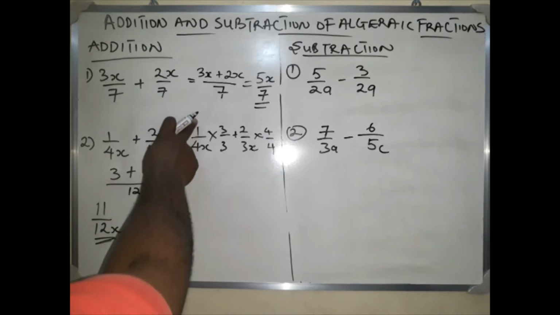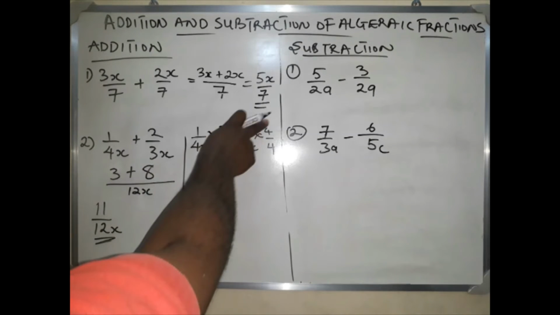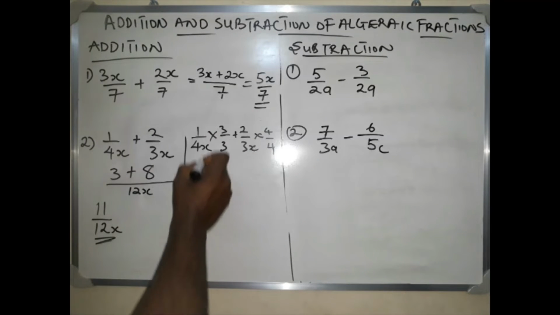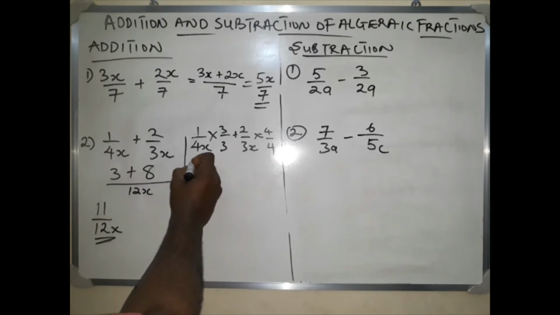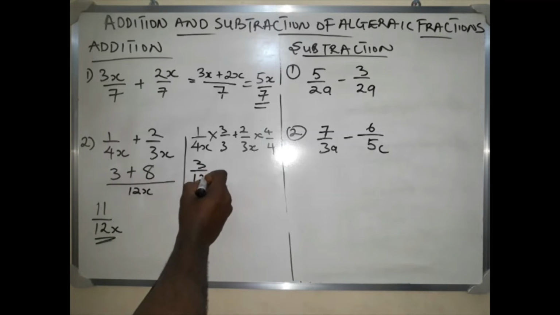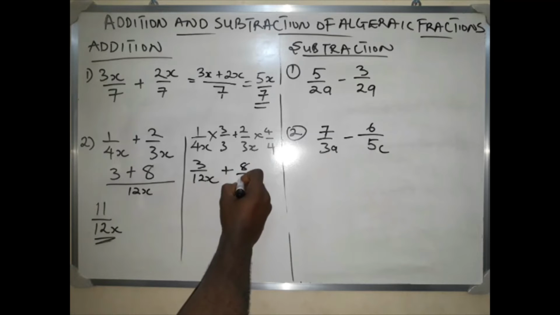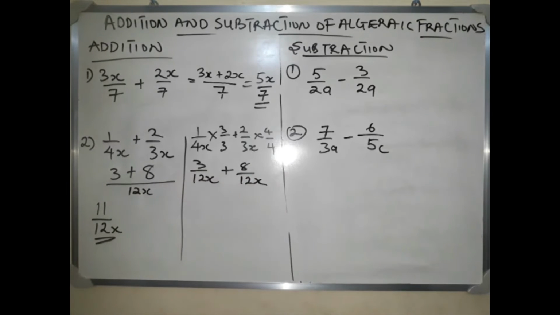You see, I'm multiplying both the numerator and the denominator by the same number, the same case in this other fraction. So when I multiply, it will give me 3 all over 12x plus 8 all over 12x. You can now see that they now have like terms. They are now like fractions because they have the same common denominator.